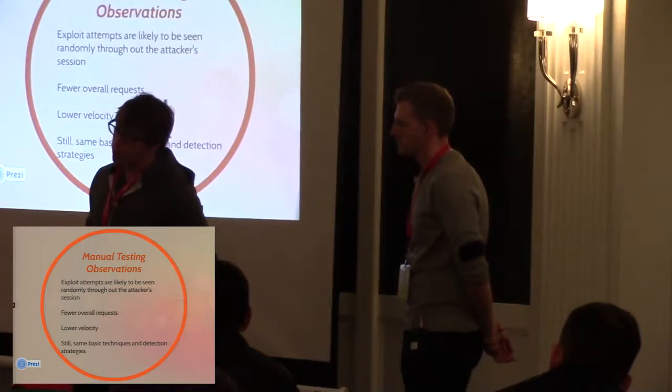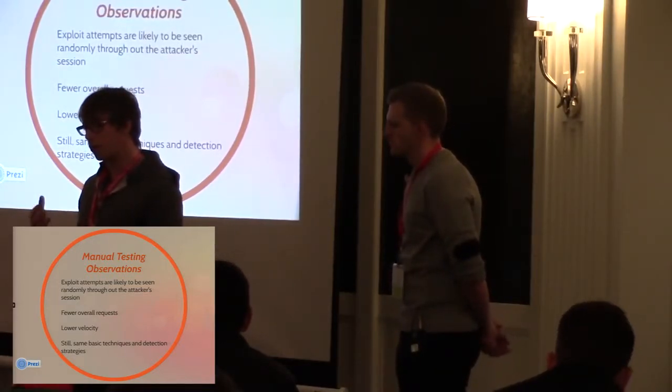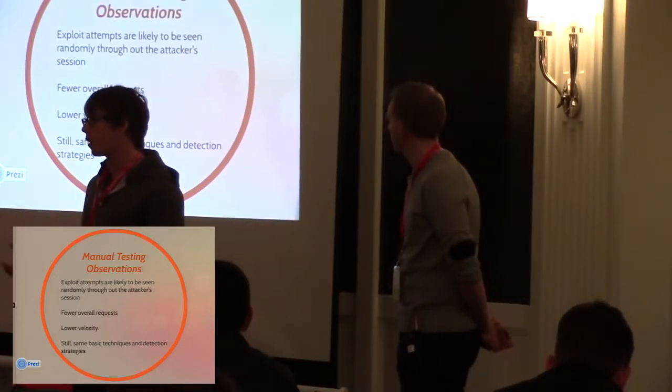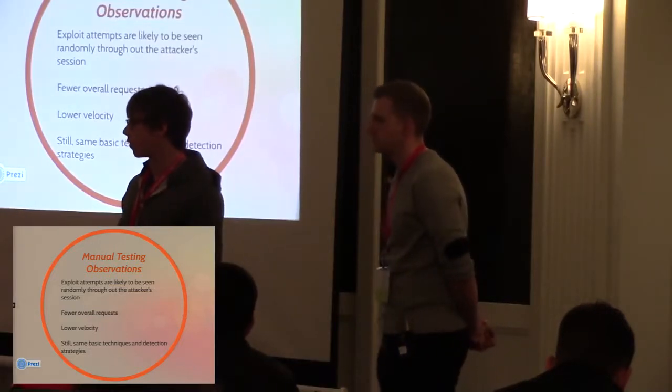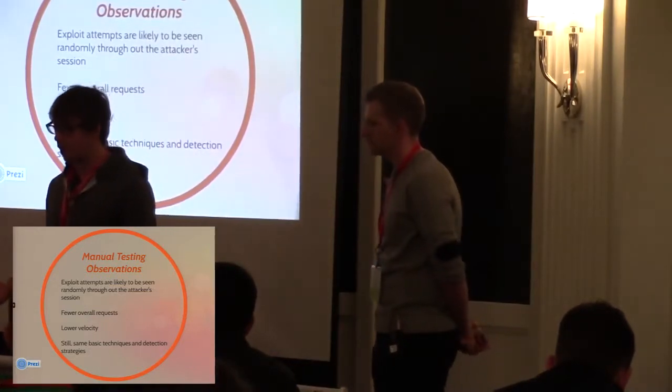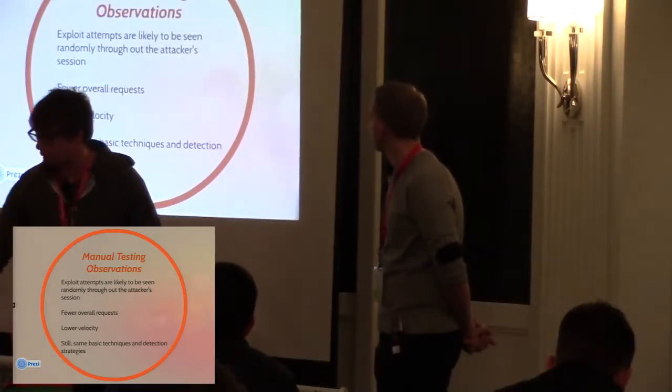So our observations we can make on a manual observation, we could say, is that exploit attempts probably seem a little less random, and they're also going to be a little less frequent, right? Because a lot of times you might just be browsing the site to learn how the thing works before you start facilitating attacks. This could be a lower velocity, but still the same basic techniques and detection strategies exist.